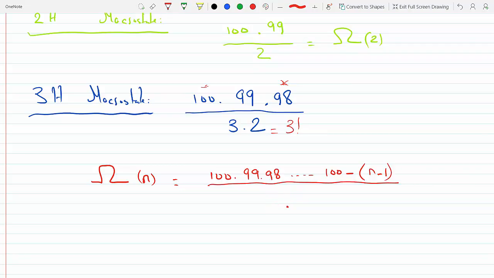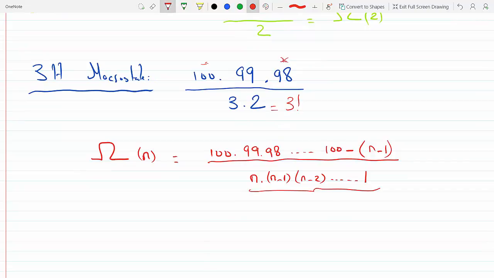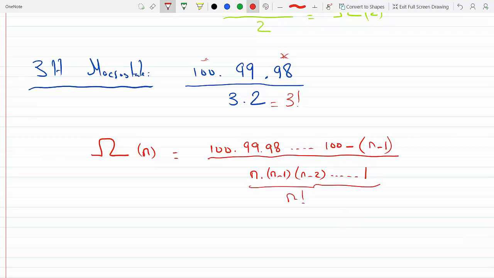Because it's going to be, let me write this down first. It's going to be n times n minus 1 times n minus 2 all the way to 1. Okay, this denominator is called n factorial, which means you're multiplying all the numbers up to n.